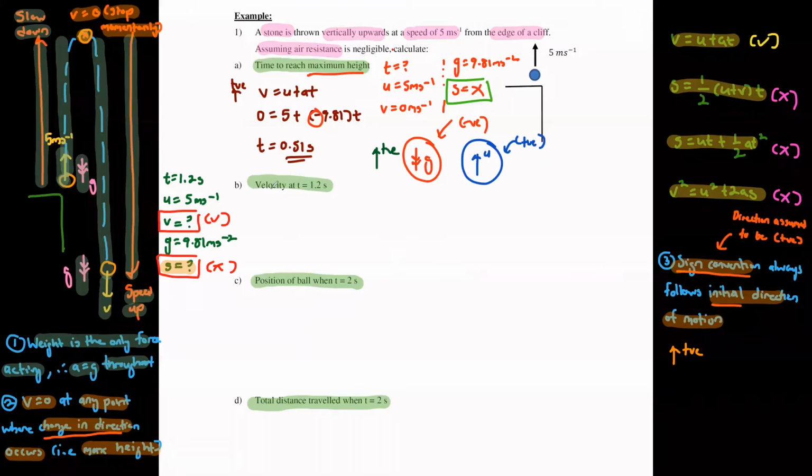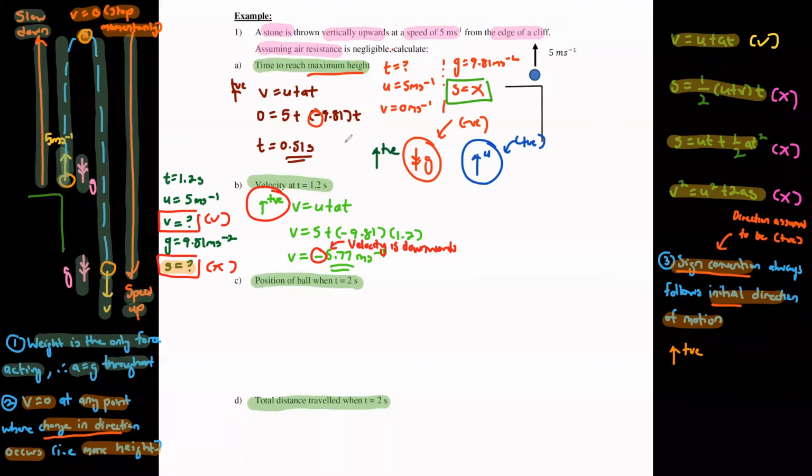If our sign convention is upwards positive, applying v equals u plus at, we're going to get v equals 5 plus negative 9.81 times 1.2 after subbing in the values. Our final velocity would thus be negative 6.77 meters per second. Now, you may be wondering what is the significance of this negative here. This negative simply means that our velocity is downwards, because it's compared with respect to our sign convention. Our sign convention is that upwards is positive. So if we get a negative sign, it means that our velocity is downwards.